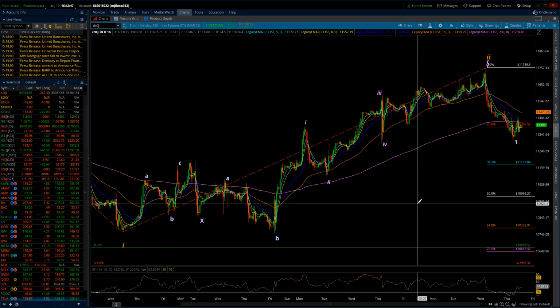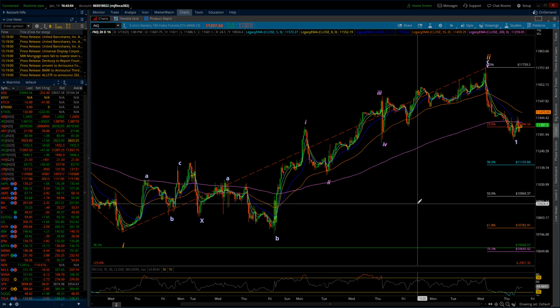Good evening. This is the Elliott Wave update for the Nasdaq 100 and the S&P 500 for Thursday, January the 19th, 2023. The markets continued lower initially and then did finally start to move up.